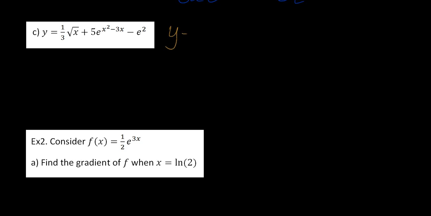So a separate step here, which is pretty essential to figuring out what's going on. And a 1/3 is just the coefficient. Square root of x is x to the power of half, plus 5 e to the x squared minus 3x. So that stays the same. It's all in index form, in the index of e, and we have e squared. Okay.